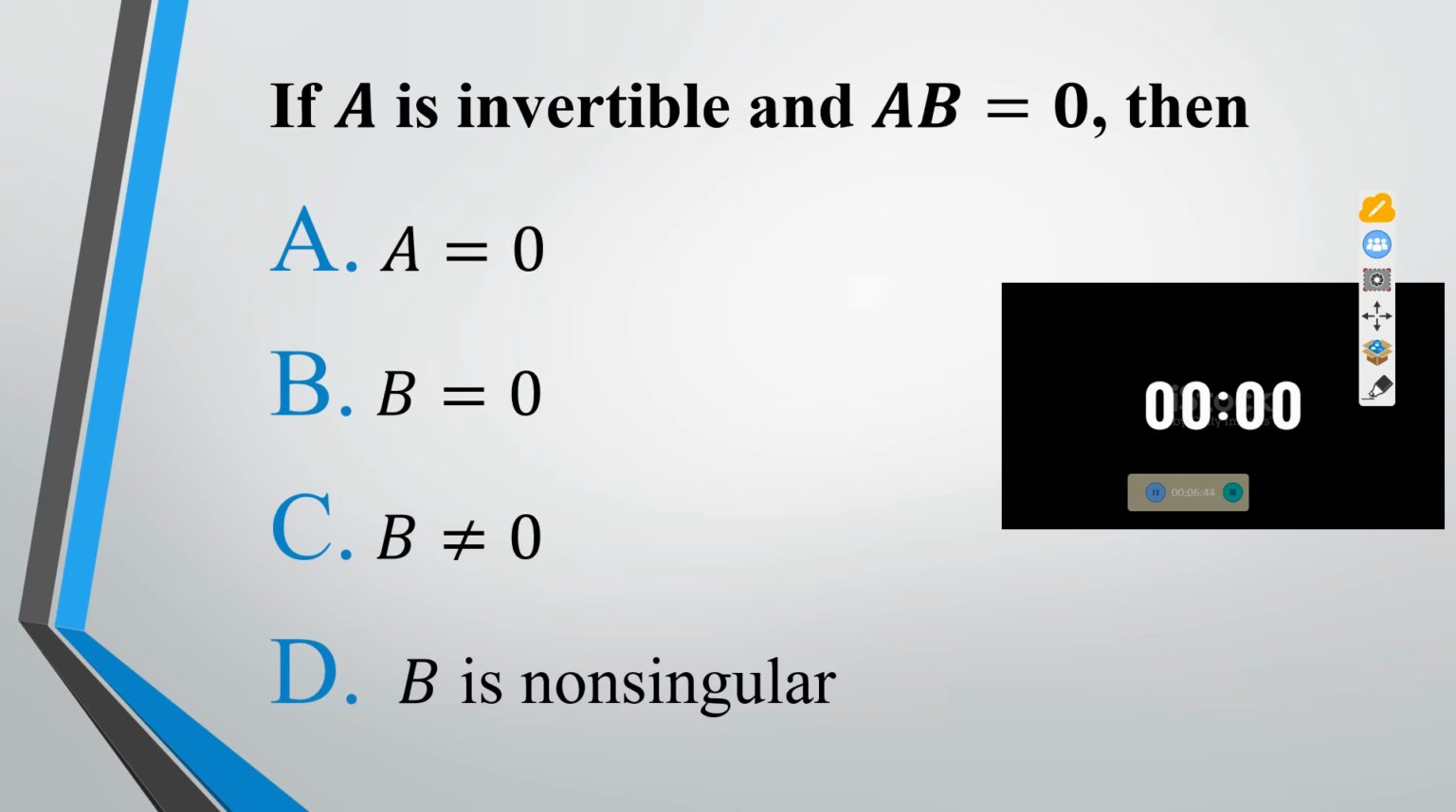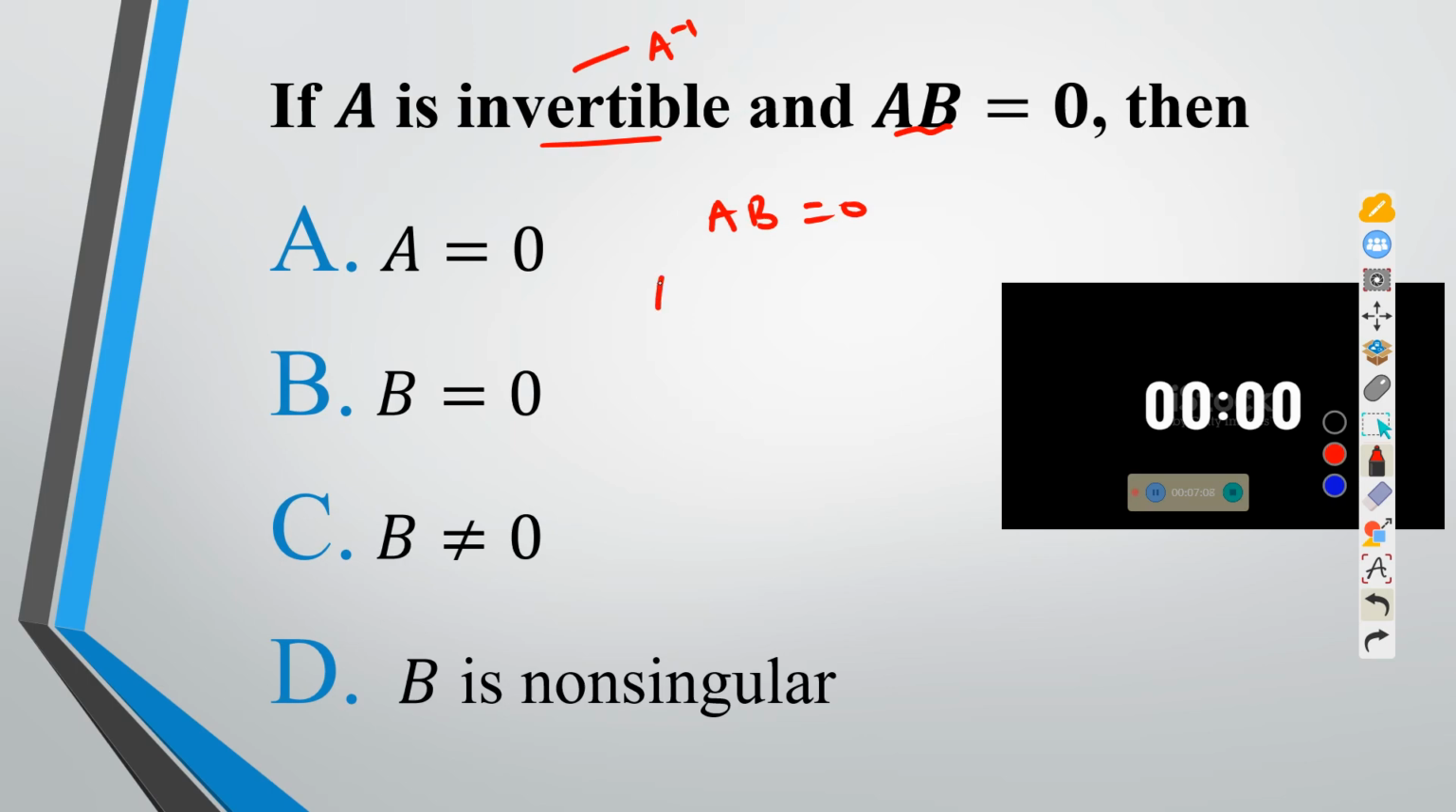So time is up. I hope you have already secured the answer for that. We have A is invertible, meaning that A has got the inverse, and we need to look at AB equal to 0. Since A is invertible, meaning that the inverse exists, and we have AB equal to 0, we shall try to multiply A inverse on both sides.